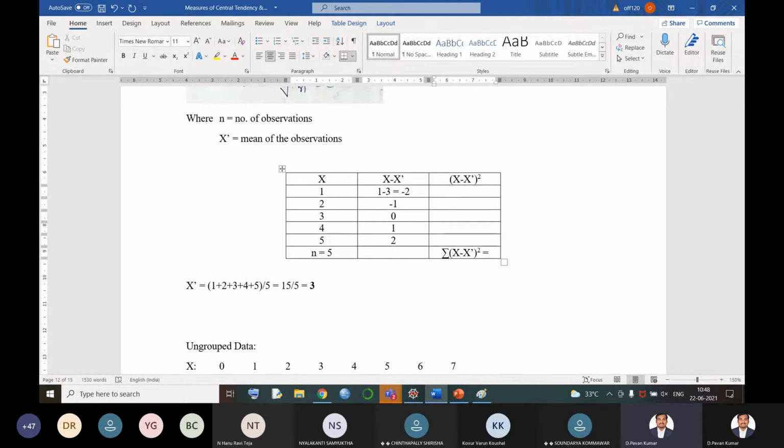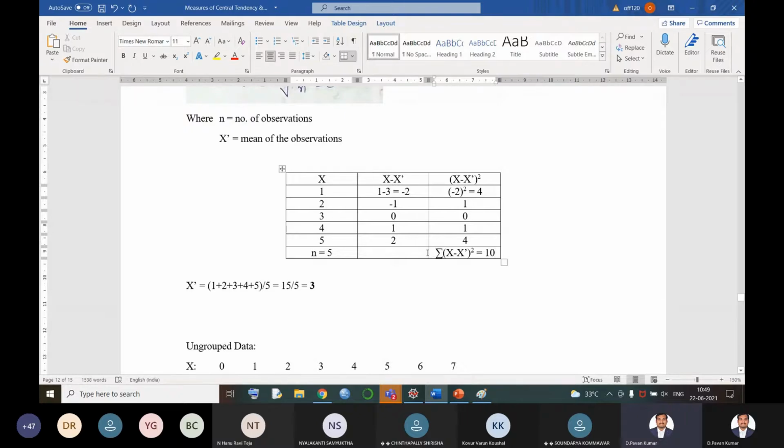Now x minus x bar whole square. So minus 2 whole square is equal to how much? It's 4. Minus 2 whole square is 4. Next value is 1 square is 1. Next 0 square is 0. 1 square is 1. Next 2 square is 4. Now what is the answer? 4 plus 1 is 5. 5 plus 5 is 10. So summation x minus x bar whole square is 10.